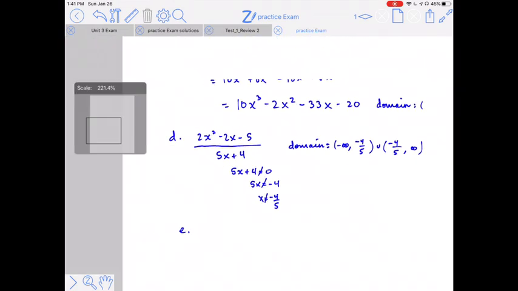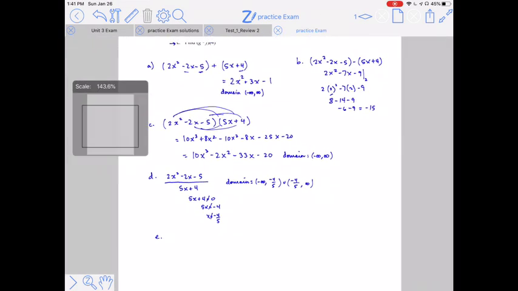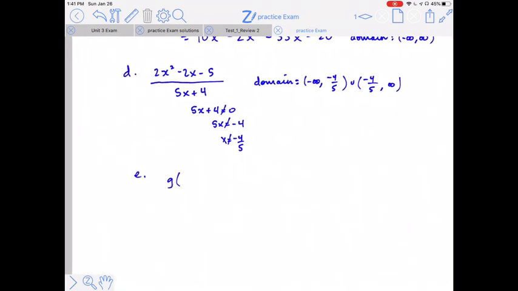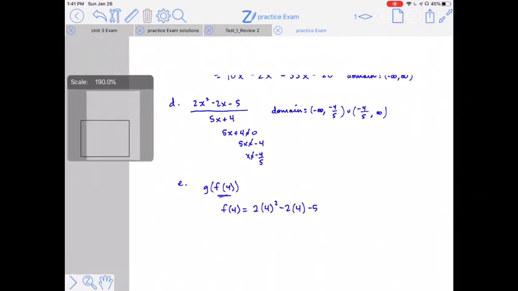Now part E was g of f of 4. So the first thing we need to find is what is f of 4, because when we're doing a composition like this, we're going to start with the innermost part, which is f of 4. So plugging a 4 in for all the x's into the f function is 2 times 4 squared minus 2 times 4 minus 5.